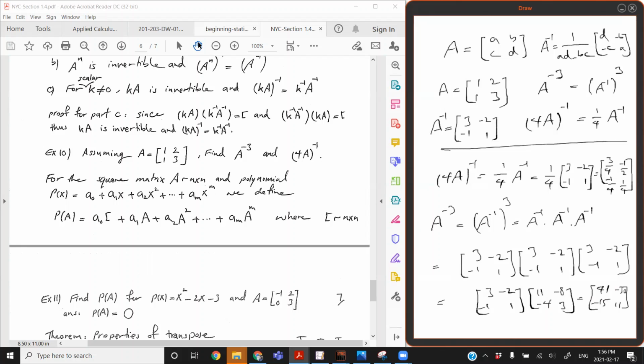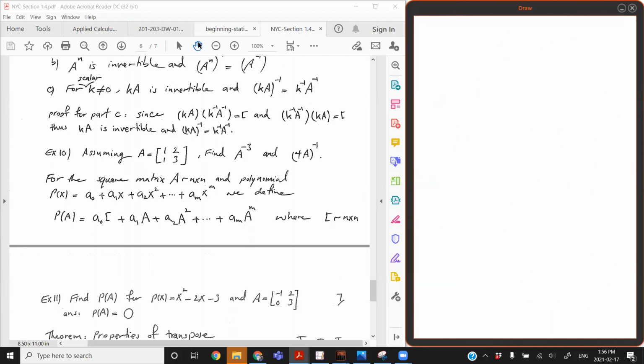Okay, the next thing I want to talk about is the polynomial of a matrix. So, you know, a polynomial is something like this. If you have a polynomial of degree 2, a quadratic polynomial, it would be something like this.